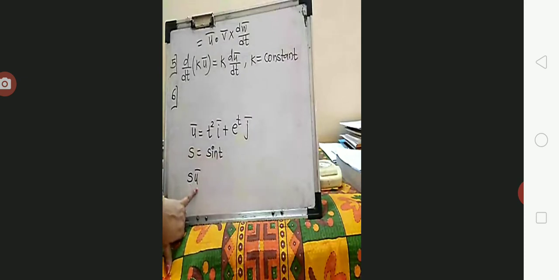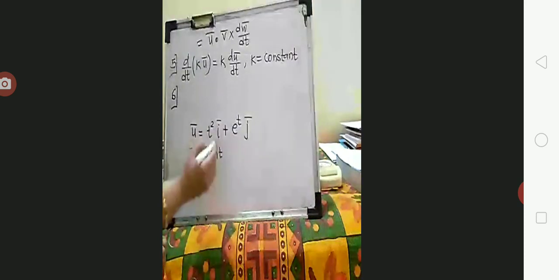How do you define dot or cross? It is always in between two vectors. So don't put unnecessary dot or cross in between. That you have to remember here. So it is scalar with vector. You can see that sin t will get multiplied with each component. So it is nothing but sin t into t square i bar plus e raised to t z bar.